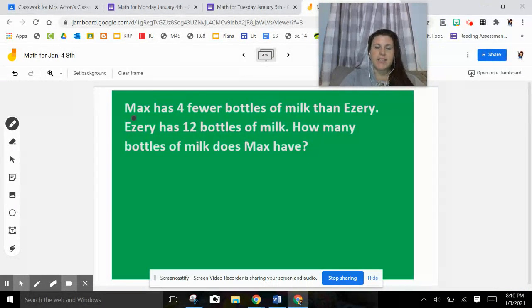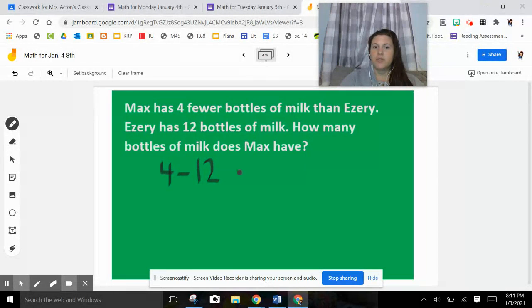Stick with me. It says Max has 4 fewer bottles of milk than Esri. Esri has 12 bottles of milk. How many bottles of milk does Max have? So what we're going to do is build our equation as we move through this word problem. First thing, it says Max has 4 fewer bottles. When I think of 4 fewer, I think of 4 and then we're taking it away. Because when you go fewer, it means that you're taking away some and getting your number to a lesser number, a fewer number. Then it says Esri has 12 bottles of milk, so I'm going to represent that 12.